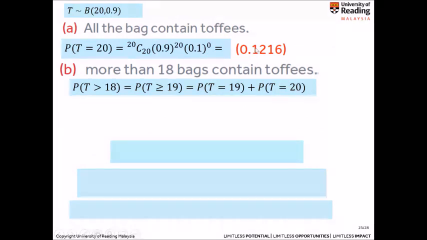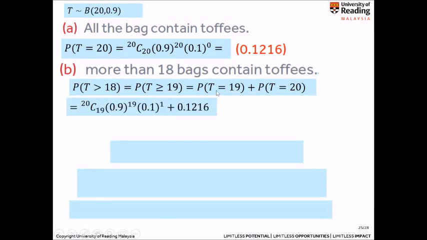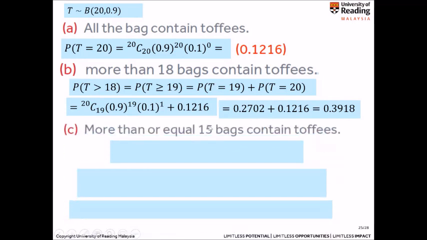For T equal to 20, we already have the answer from part A. You only need to use the formula for R equal to 19. So please use your calculator and work out. The answer for the first part of the calculation should be 0.2702. Your answer should be 0.3918.